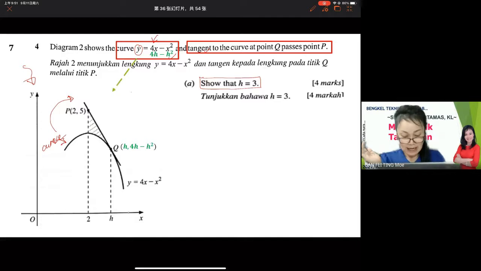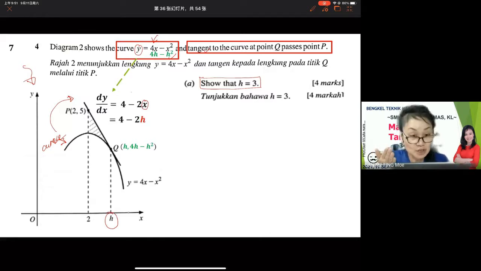Differentiation. So I am going to differentiate. As you tell me differentiation, go ahead. So you differentiate the earlier one, 4x minus x squared. You will get 4 minus 2x. What is x now at this moment? So you are going to sub it with H. Okay, fine.